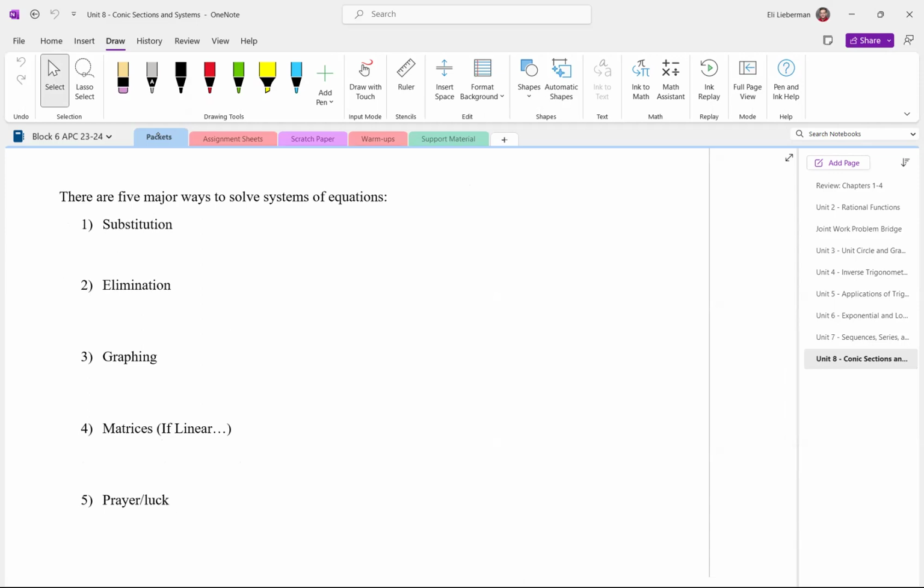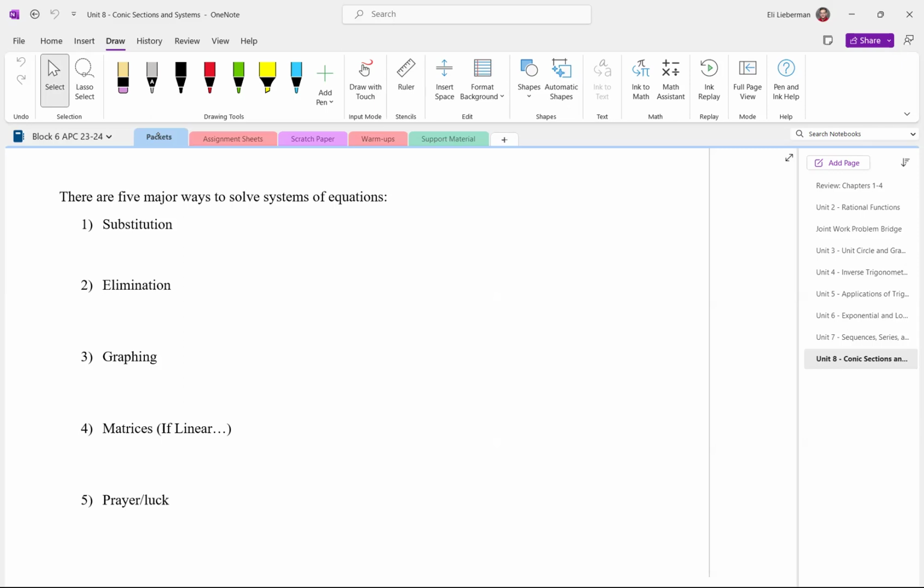How many of these methods are you familiar with? Hopefully all five. Maybe in algebra one you use guess and check. Let's see, 1 and 2, does it work? No. Maybe 1 and -1, trying to compare. That's called luck or prayer. Please let the answer come to me.